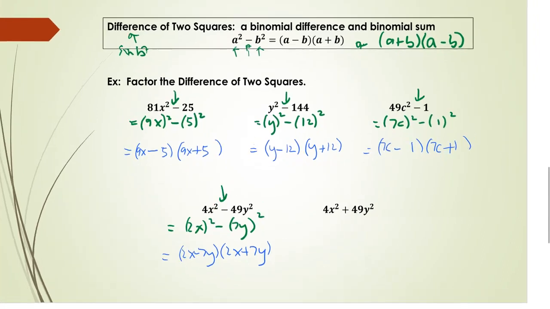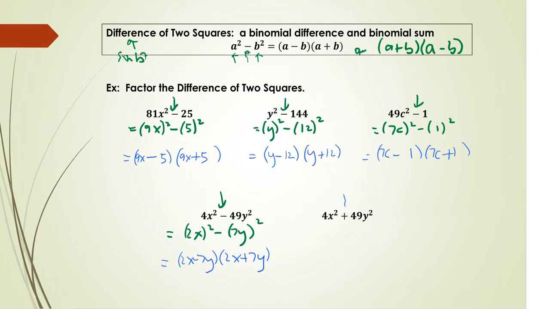On this final example, even though 4x squared and 49y squared are squares, that is not a difference. That's a sum. So this is prime or non-factorable because you have to have a difference of squares for it to be factorable.